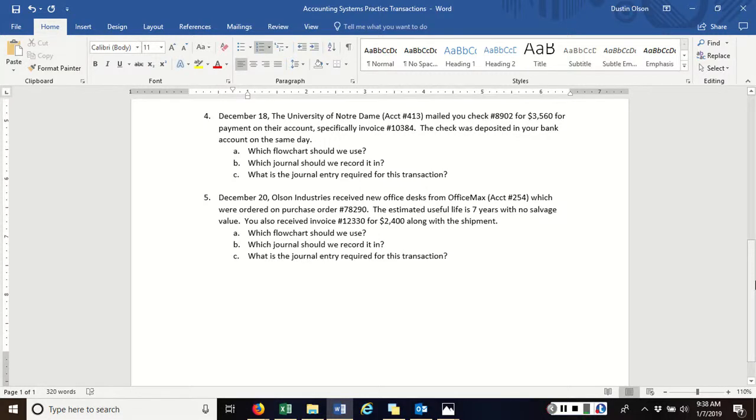December 18th, University of Notre Dame, account number 13, mailed us check 8902 for $3,560, payment on their account, specifically invoice 10384. We deposited the check in the bank account on the same day. So what's happening here? Somebody's paying us, we're getting money. That's going to be a cash receipt again.